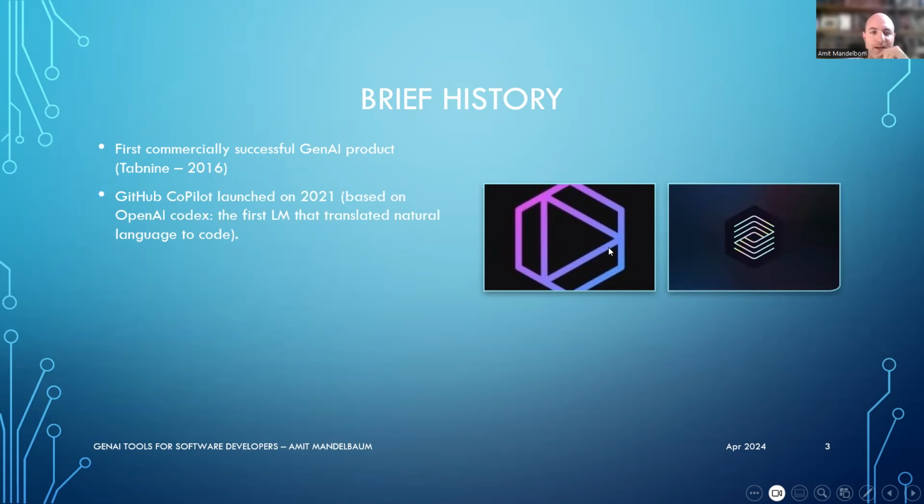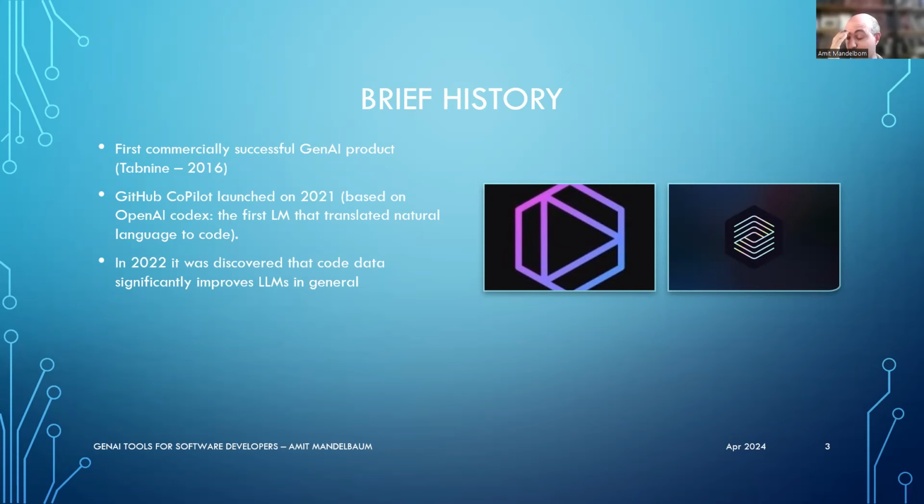Around 2021, GitHub Copilot, probably the most successful Gen AI tool today, generally, not only in terms of software development, was released in 2021. It was based on one of OpenAI's models, which was called Codex. It was a fine-tuned version of GPT-3, which was fine-tuned on translating natural language commands and instructions to code. And this was the first version of GitHub Copilot. It wasn't widely available, I think, until 2022.